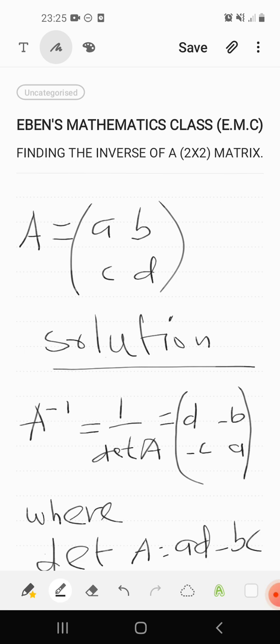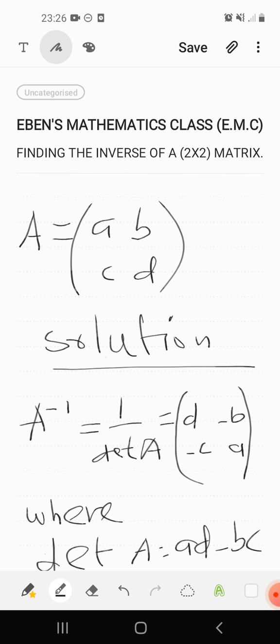The inverse of a matrix A is the matrix A inverse, such that A multiplying A inverse is equal to A inverse multiplying A. So when a matrix multiplies its inverse, it gives us the unit matrix.